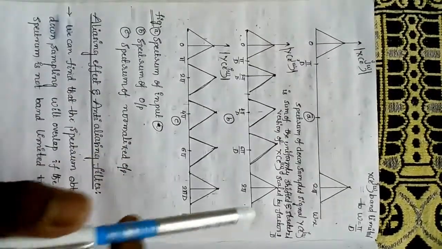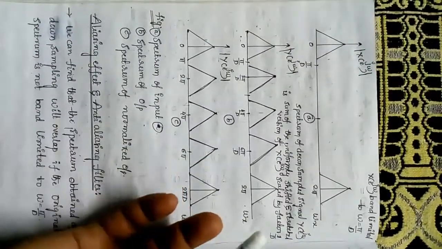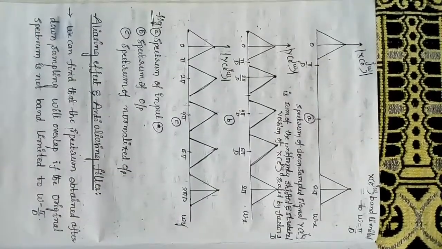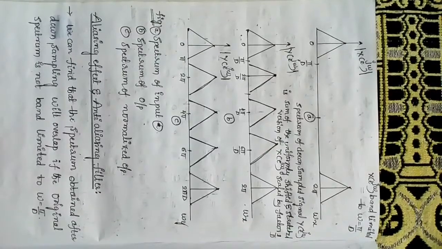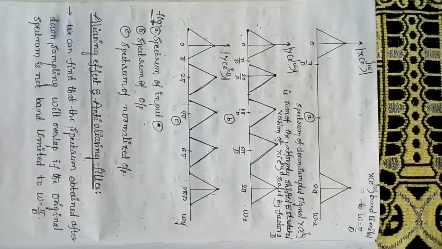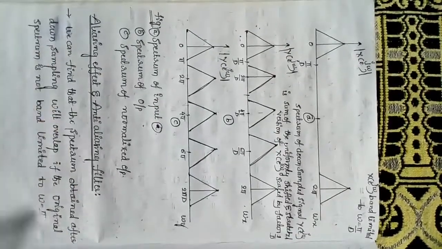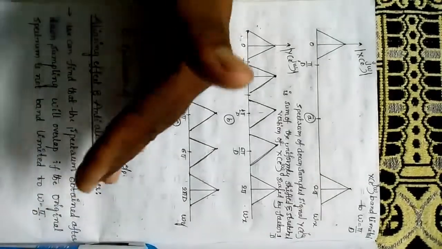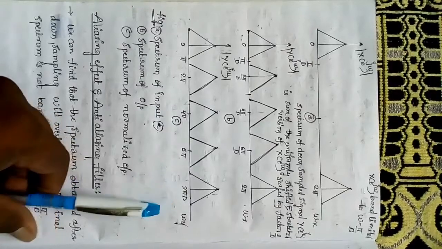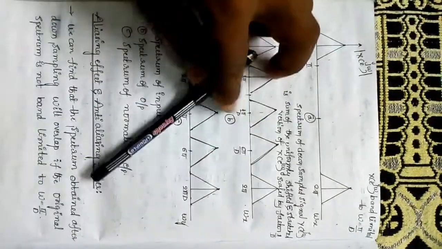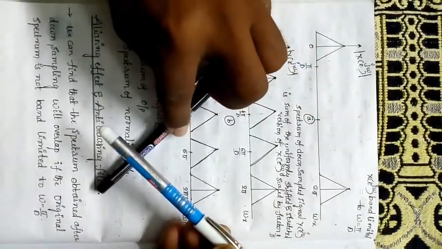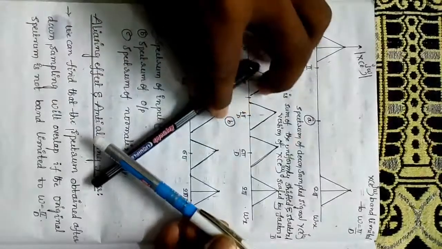The next very important topic is the aliasing effect or anti-aliasing filter. Just observe, we can find that the spectrum obtained after downsampling will overlap if the original spectrum is not band limited to omega is equal to pi by d. Overlap means one signal overlaps with another signal, for example, this is a signal and this is another signal.